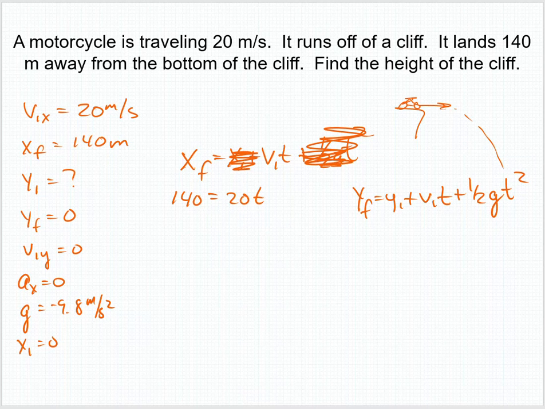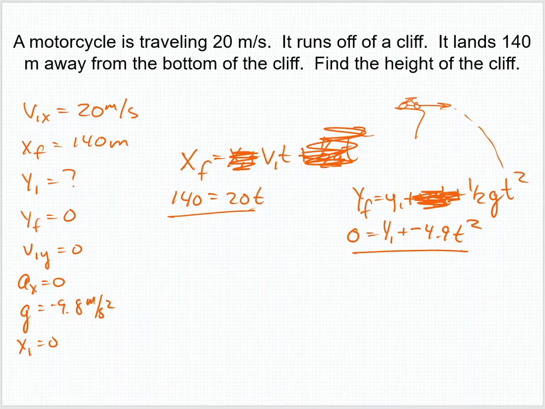Then I go to my other equation, YF. Well, that's 0 because it landed on the ground. YI is what we want to find. A lot of times we'll replace that with an H. I'm going to leave it YI right now. I probably could put it as an H. VIT plus, there is no velocity in the y direction. And we're left then with 1/2 g, or half of negative 9.8, or negative 4.9 t squared. So here's our two equations.